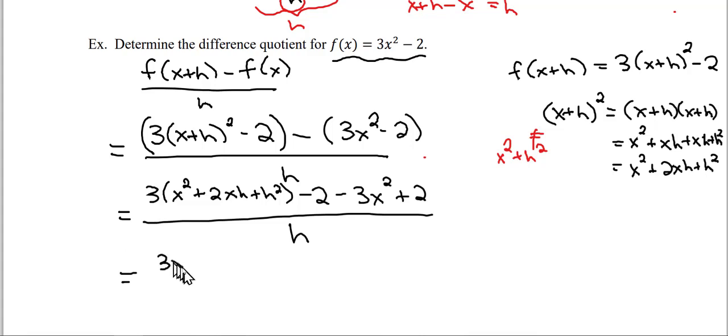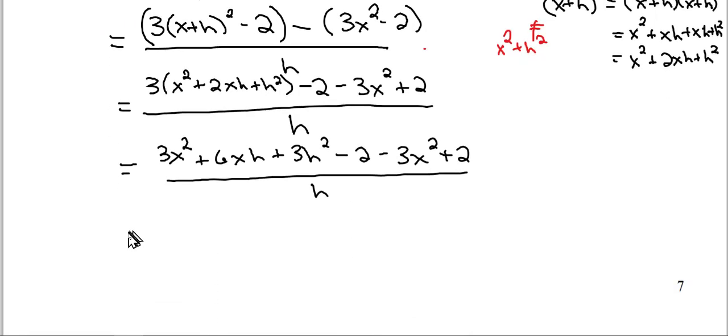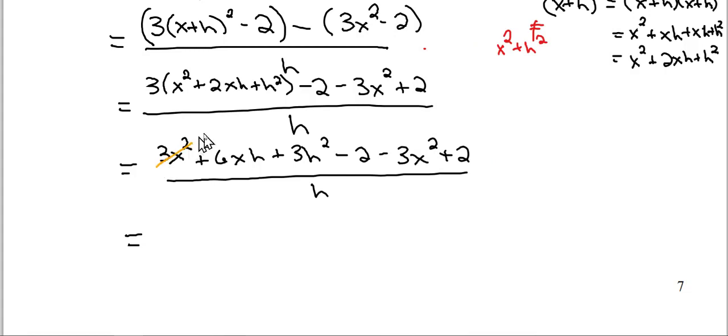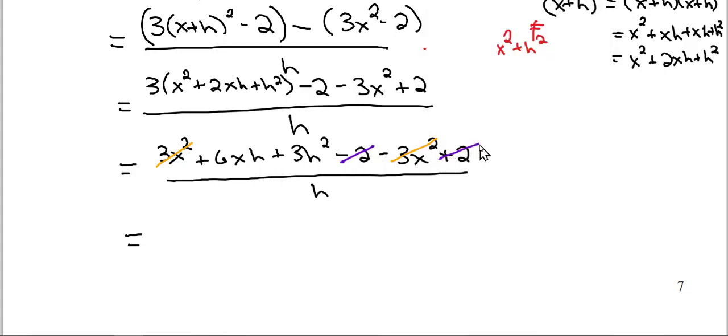And now I'm going to distribute my 3. 3x squared plus 6xh plus 3h squared minus 2 minus 3x squared plus 2, all over h. We're getting close here. We've got to simplify as much as we can. What do you notice here? 3x squared minus 3x squared is 0, so those simplify. And negative 2 plus 2 simplify.